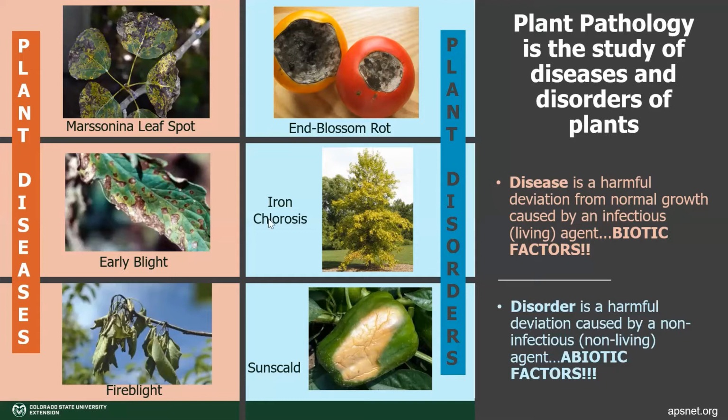The same goes for the second example over here, iron chlorosis. Iron chlorosis is a deficiency of iron. It's not so much that the iron is not available in the soil, it's that the plant cannot take it up. So why can the plant not do it? Well, that's what we want to figure out. The third example that I brought of plant disorders is sun scald. And this is very common in Colorado because we have the sunshine state.